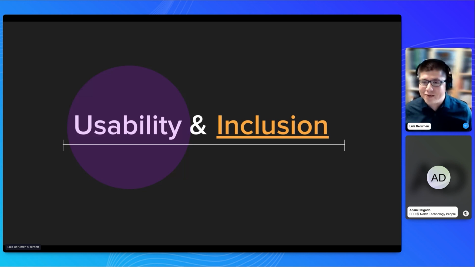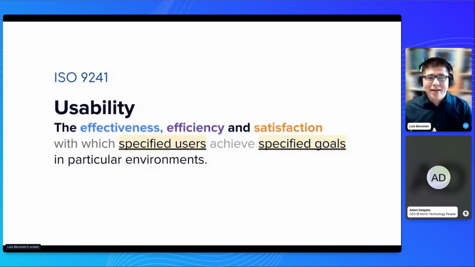For that, I'm not going to assume that everybody knows the standard definition of usability, but according to ISO 9241, usability relies on three key aspects: effectiveness, efficiency, and satisfaction. This by itself would be perfect, but then we add two more specific details: specified users and specified goals. Sometimes when we talk about this, we start to introduce some biases, to disassociate or alienate some people.